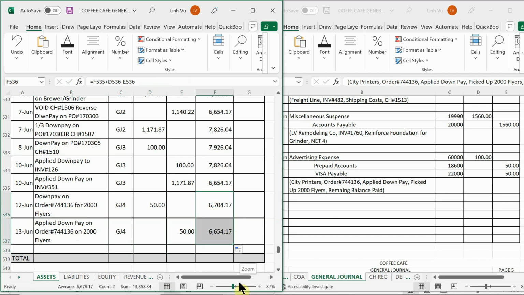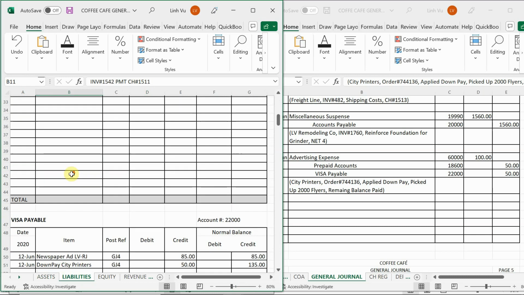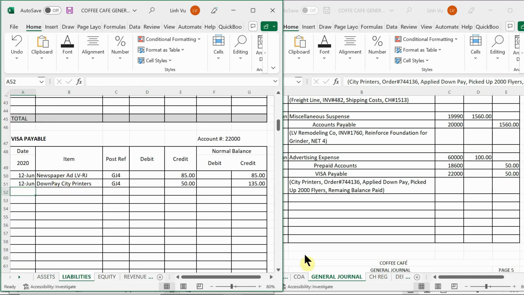So now you're back down to 6654.17. And last but not least, you're going to end up paying that remainder of the balance on your credit card for the 13th. You could just say you paid for the 2,000 flyers at City Printers.